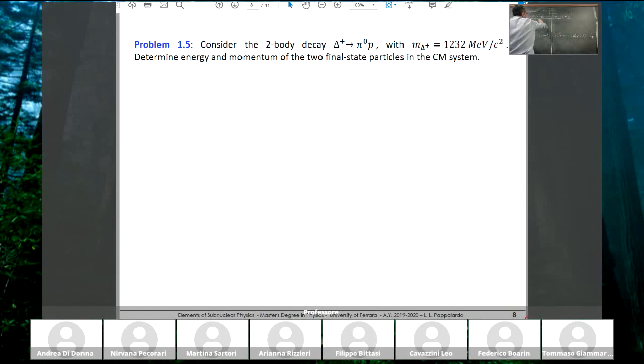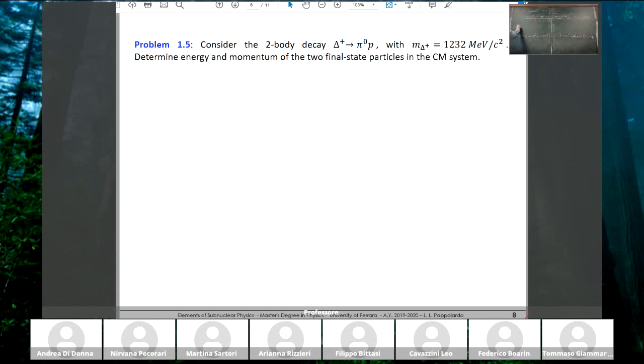Times twice the mass of the delta. And this results in 266.3 MeV. So this is the energy in the center of mass of the pi0. And then we do the same exercise for the proton.